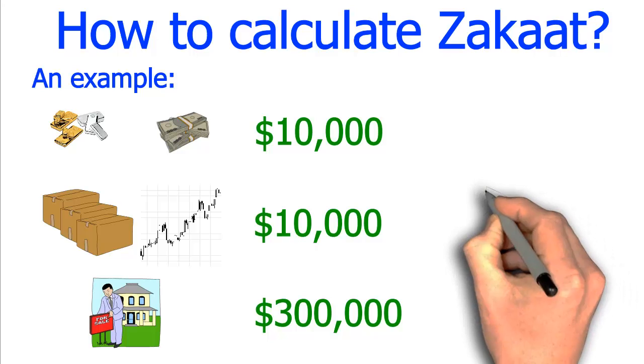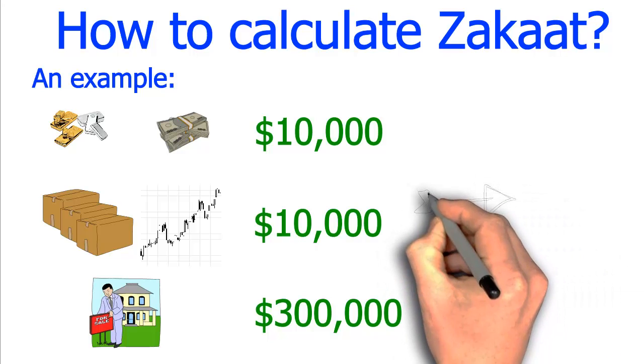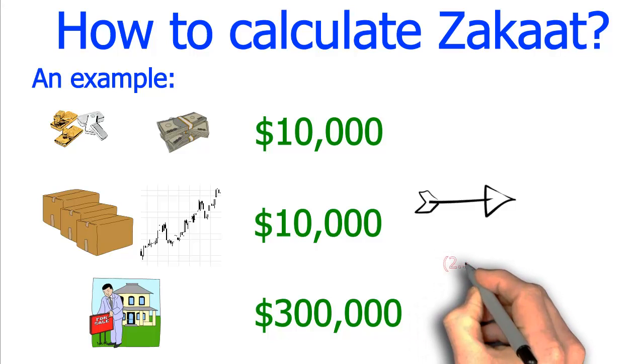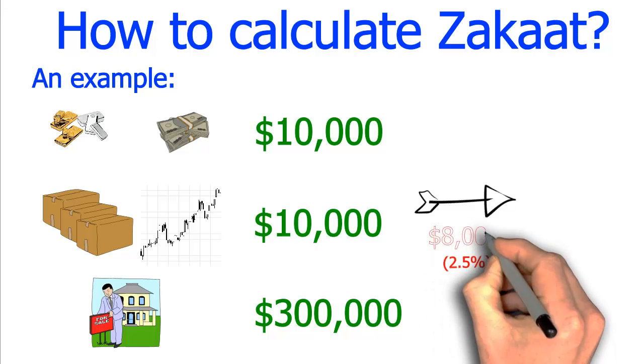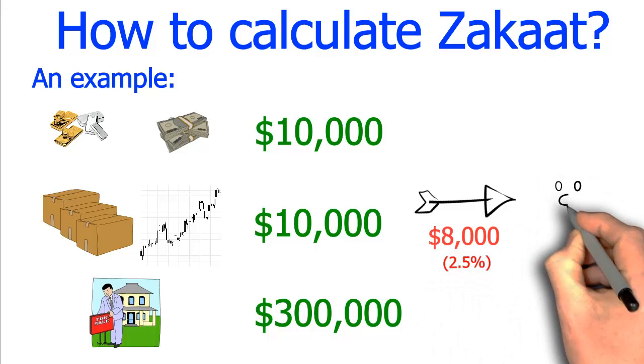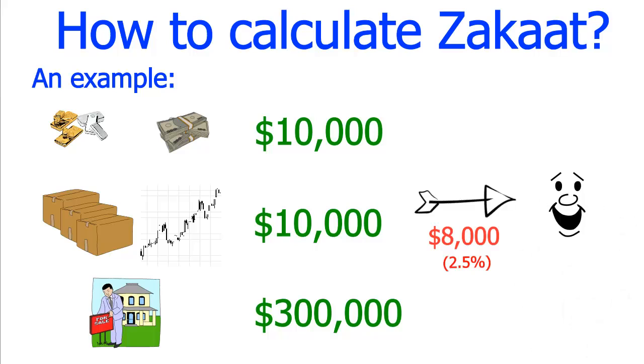Now, how much zakat does this Brother Bilal pay? Well, Brother Bilal takes 2.5% of all of that $320,000. And if I've got the calculation right, 2.5% of $320,000 is $8,000. So he pays $8,000 of zakat to somebody that needs it.